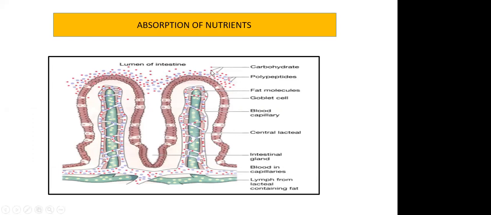See, here there are carbohydrates. These circular ones are polypeptides. These are fat molecules. This is the goblet cell, the blood capillaries. You can see all this structure very clearly. So what will happen? Diffusion.